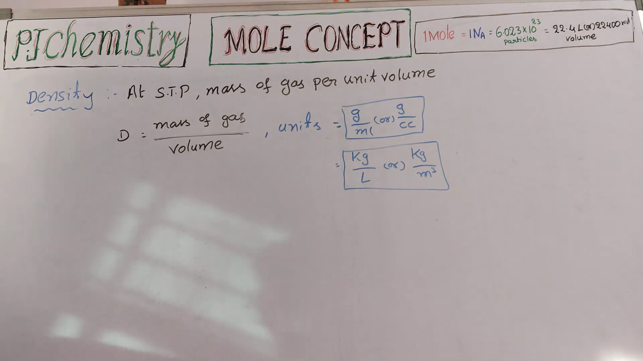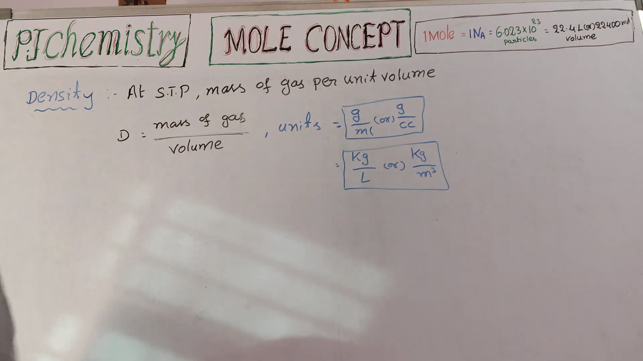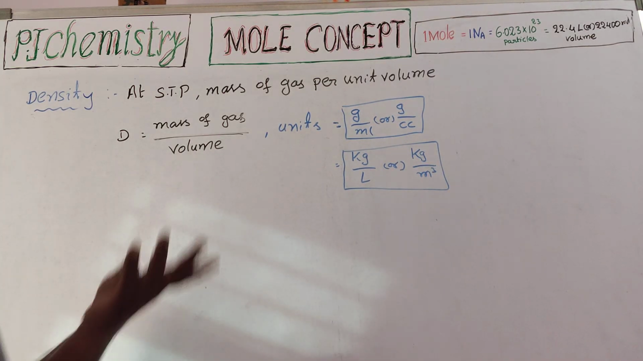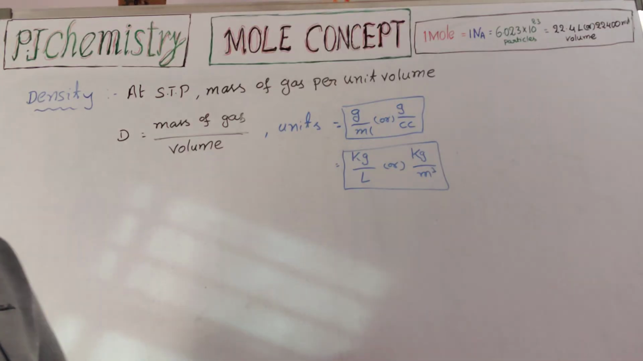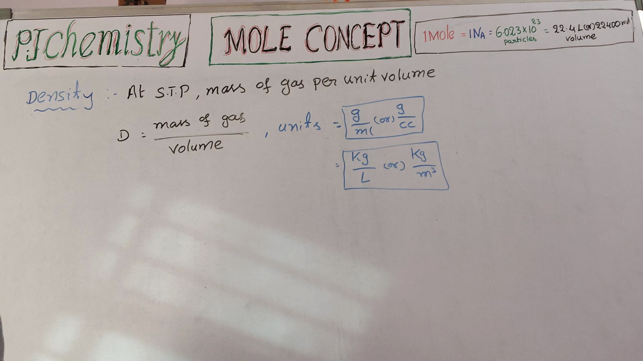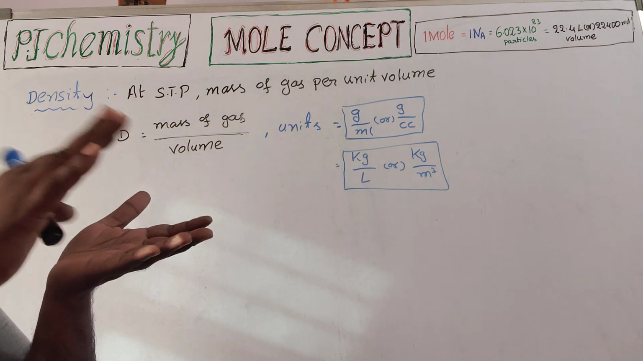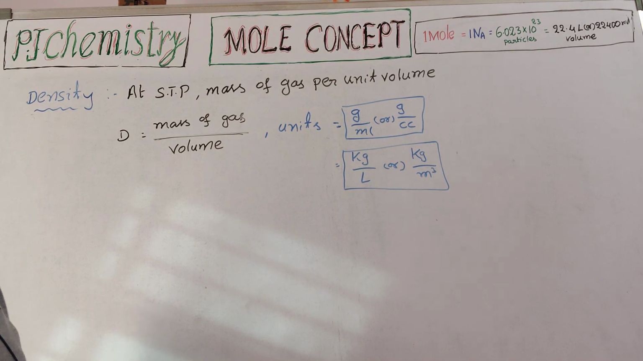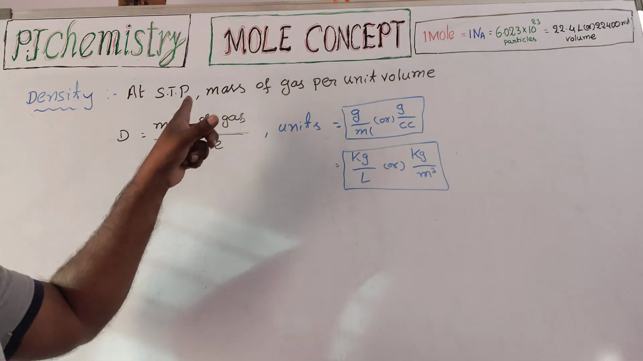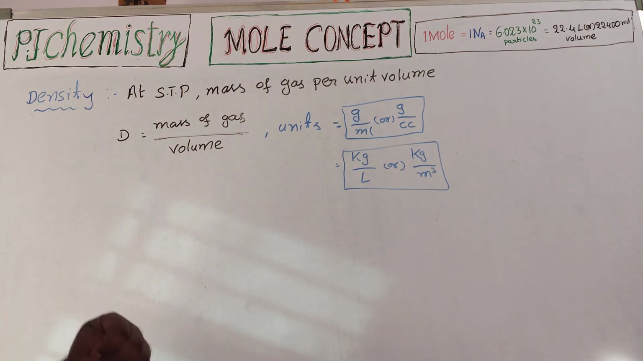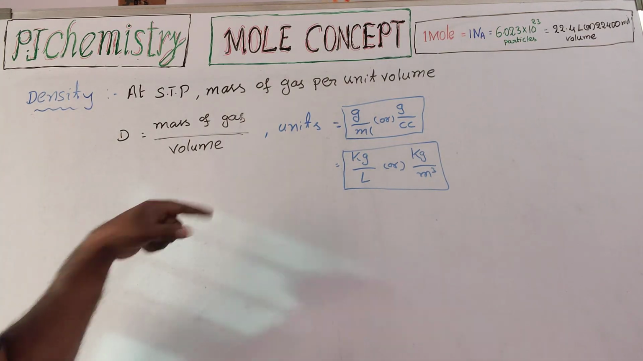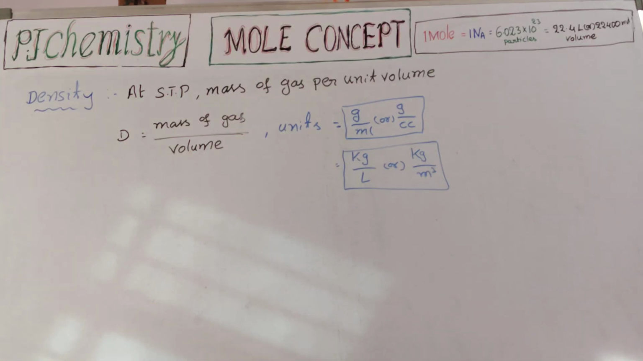Density means mass of gas per unit volume, simply mass by volume. Mass of any substance is directly proportional to density: mass increasing, density increasing. What about the volume relation? Volume increasing, density decreasing. So density is directly proportional to mass, and density is inversely proportional to volume.